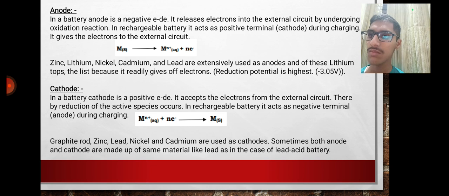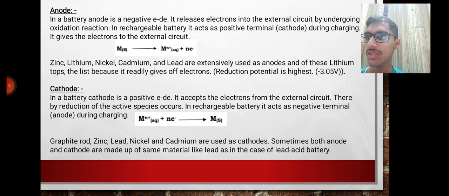Zinc, lithium, nickel, cadmium, and lead are extensively used as anodes, and of these, lithium tops the list because it readily gives off electrons. Its reduction potential is the highest, minus 3.05 volts.